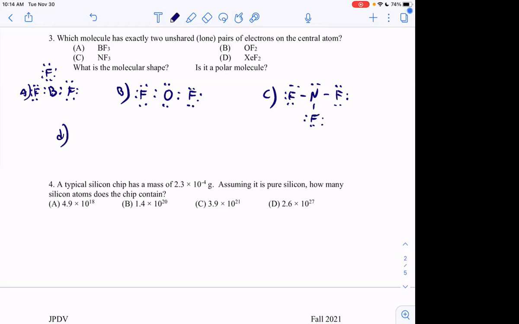So it looks like B's our answer. I mean, yeah, B's our answer, but we're going to do D also. This is one you might not have seen. These other ones are a little bit more common.